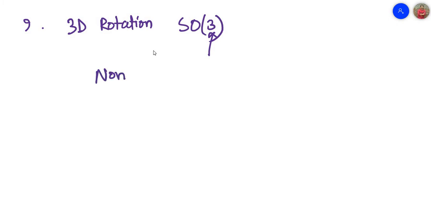Three-dimensional rotations, however, do not commute with each other, but they create a group called SO3, where 3 again signifies the number of dimensions. Since the members of this group do not commute, this is an example of a non-abelian group.